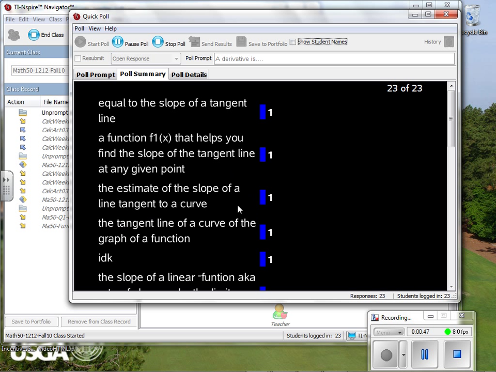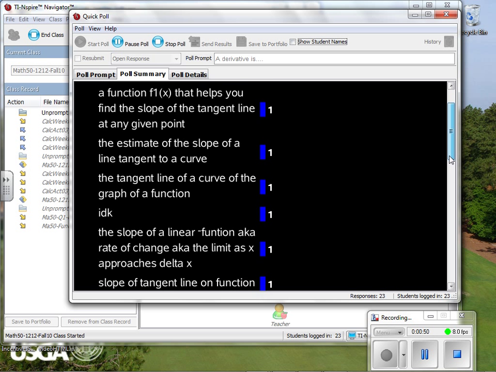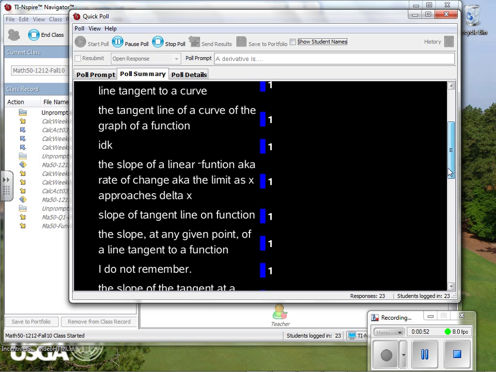Estimate of the slope of a line tangent to a curve, the tangent line of a curve, the tangent line of a curve of the graph of a function. Okay, we're getting the words in there. Let's just see if we can rearrange them a little bit and find out more about what that means to everyone. Slope of a linear function, the rate of change. We haven't talked about the rate of change, but that's exactly what it is.